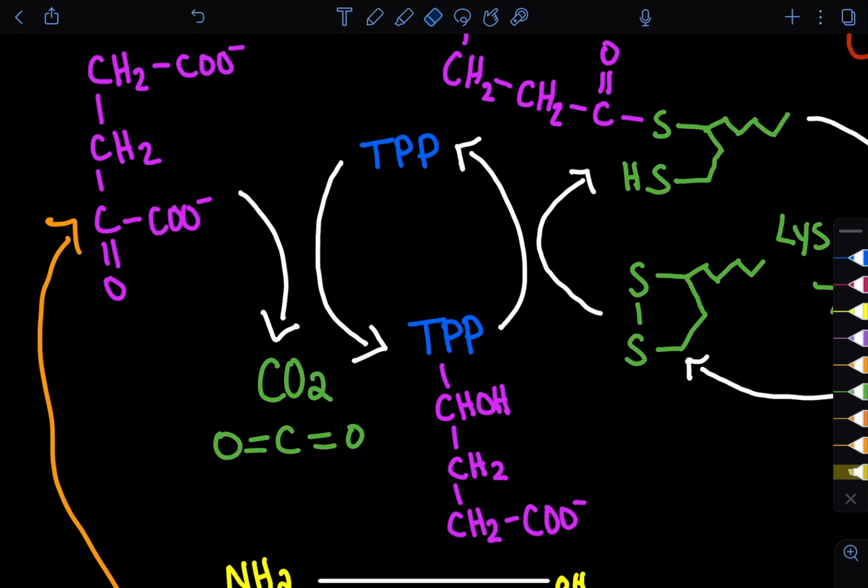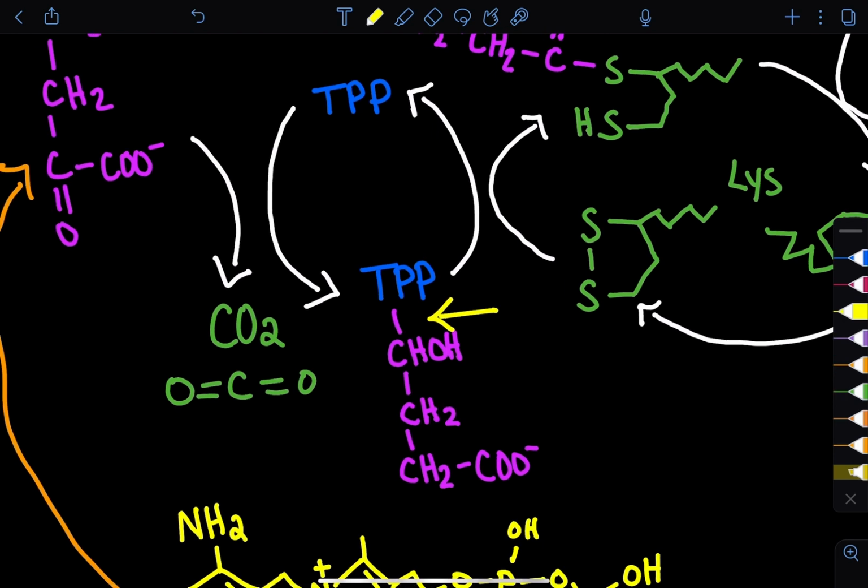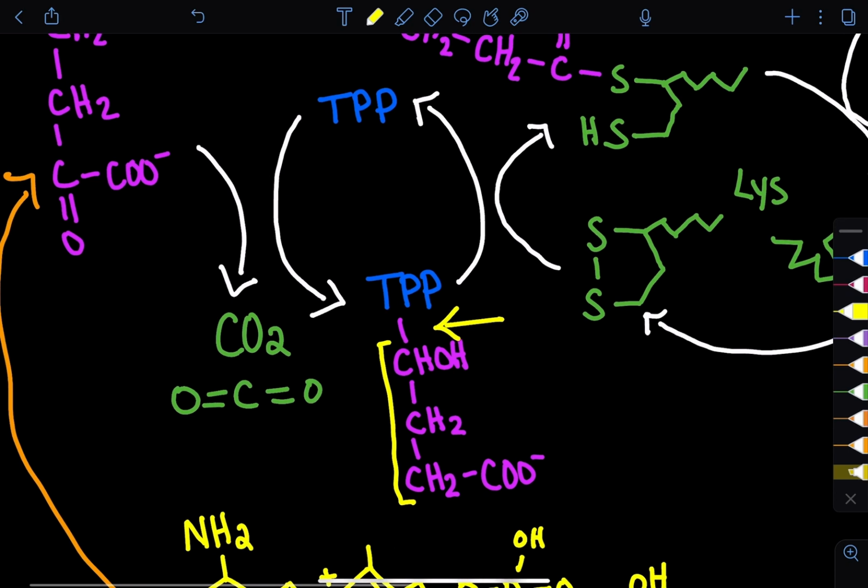All right? So we get this production of carbon dioxide, and then TPP is able to form a bond with alpha-ketoglutarate that has now lost its carbon and 2 oxygens. So we're left off with this for alpha-ketoglutarate, and it binds with TPP. So we can actually see that we have a different chemistry over here. We can see that we actually had a double bonded oxygen, so we had a carbonyl, but we no longer have this carbonyl over here. Instead we have a hydroxyl group. Okay, that's important to make note of.